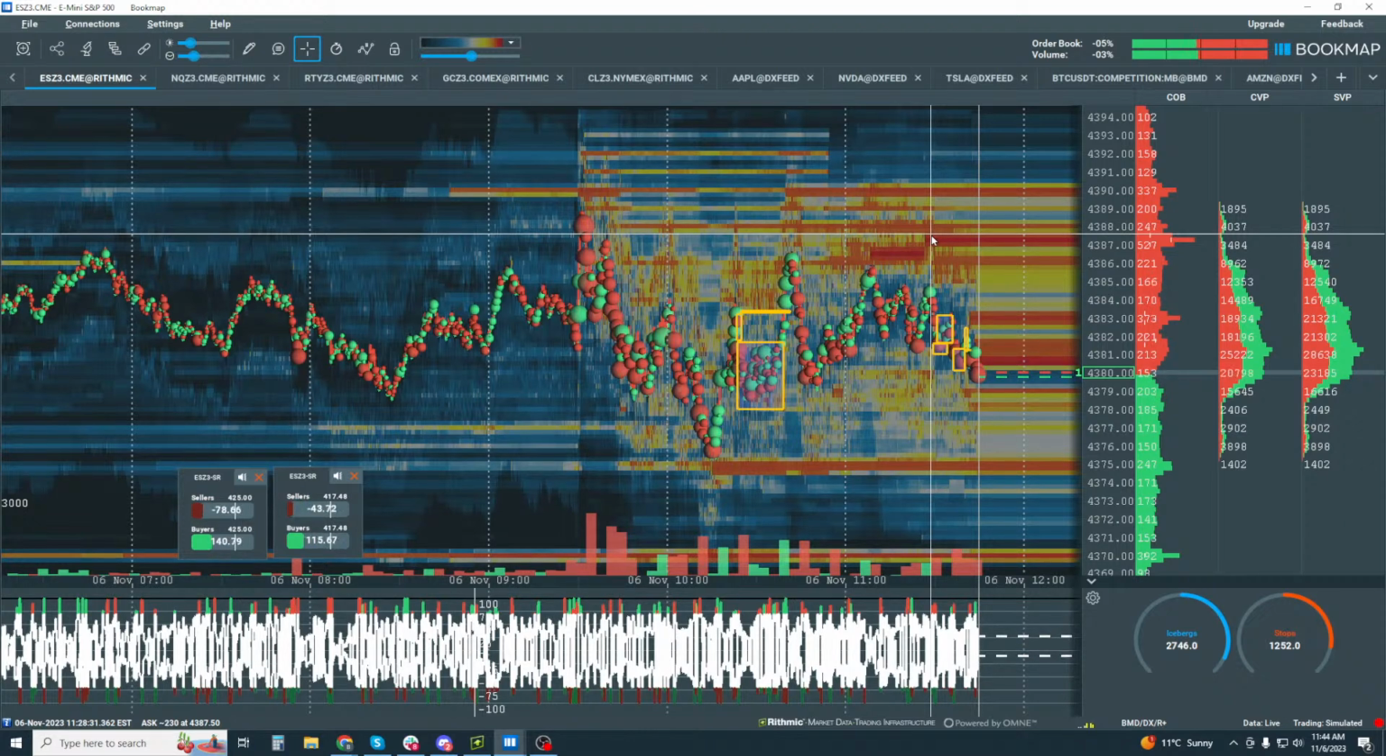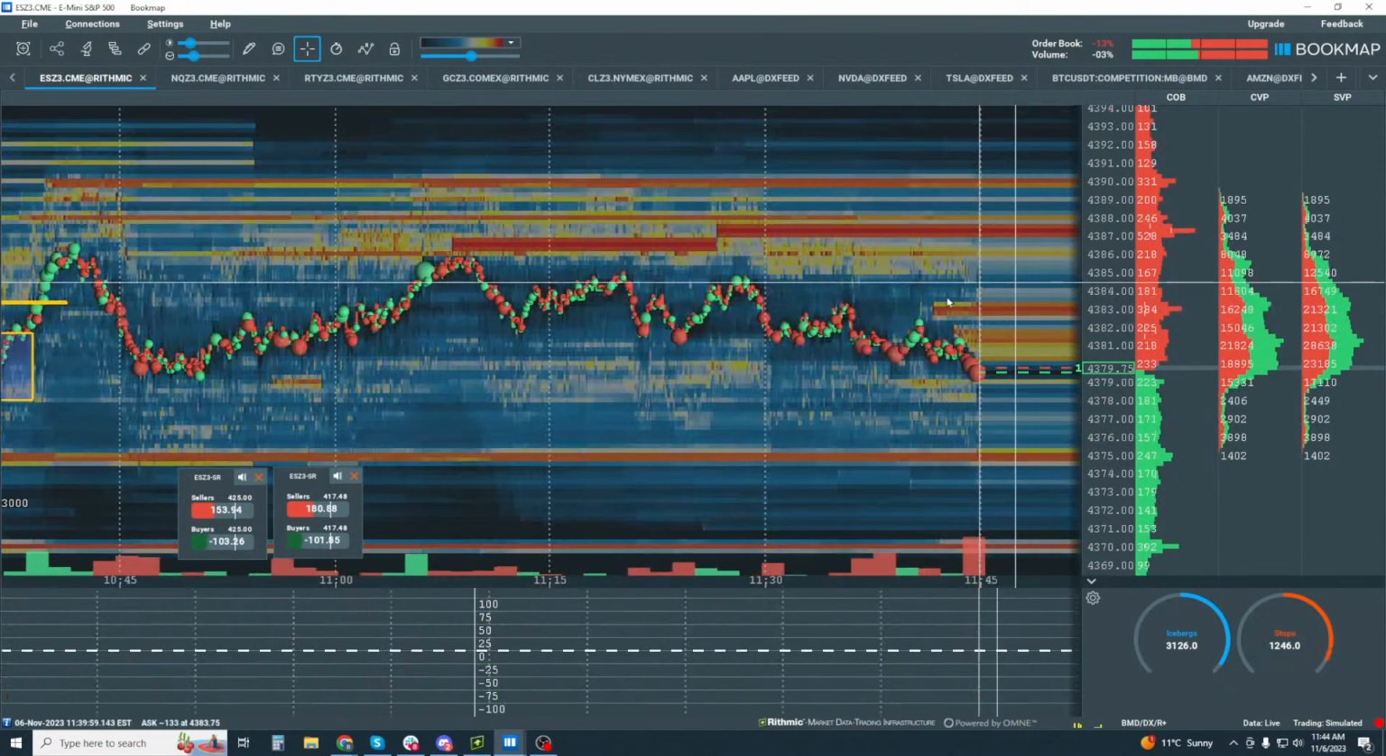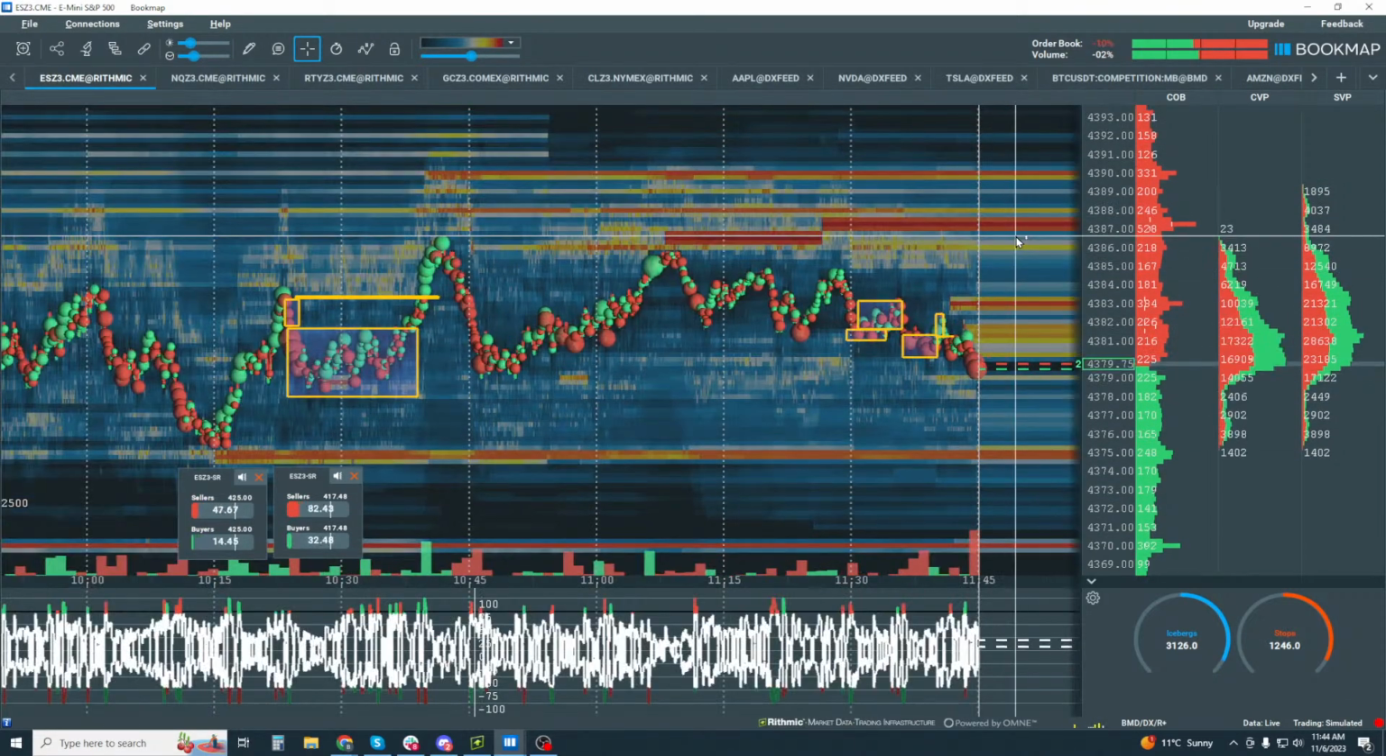Okay, the book's flipping again. There we go. It's back and forth here in the book, but it seems to still be pulling on the bid and adding on the offer. And we're getting our sellers here, so I'm looking for these sellers to drop it.